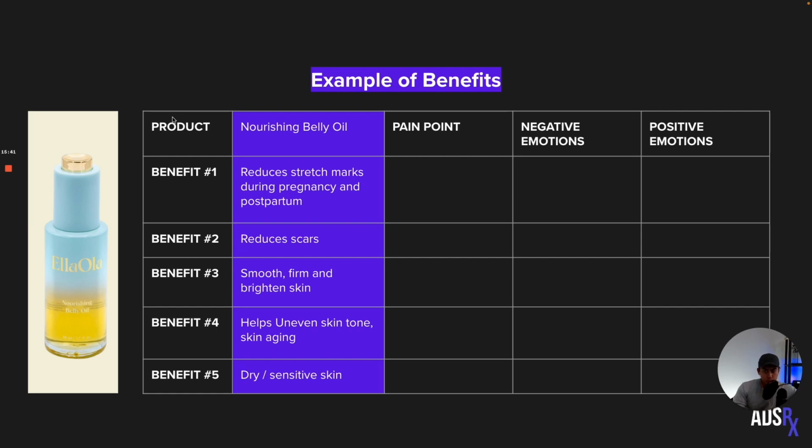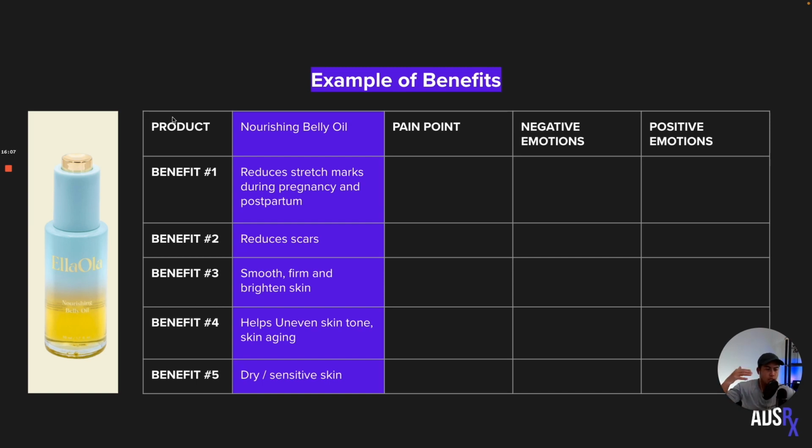So benefit number 1, reduces stretch marks during pregnancy and postpartum. Number 2, reduces scars. Number 3, smooths and firms and brightens skin. Number 4, helps uneven skin tone, aging. Number 5, dry and sensitive skin. All right. So this was just my hypothesis of doing my own research, but this can change. This can totally change in terms of priority.